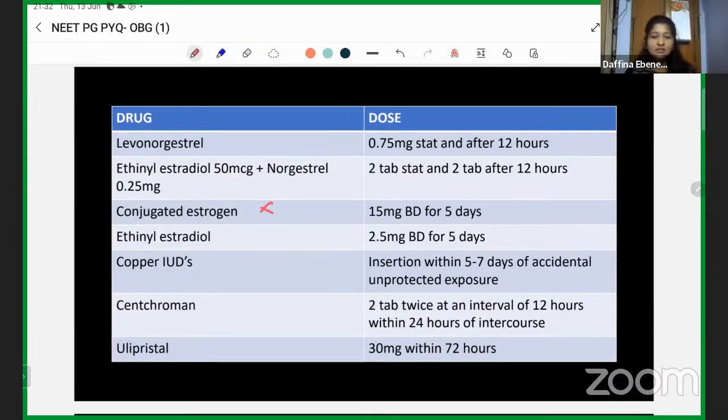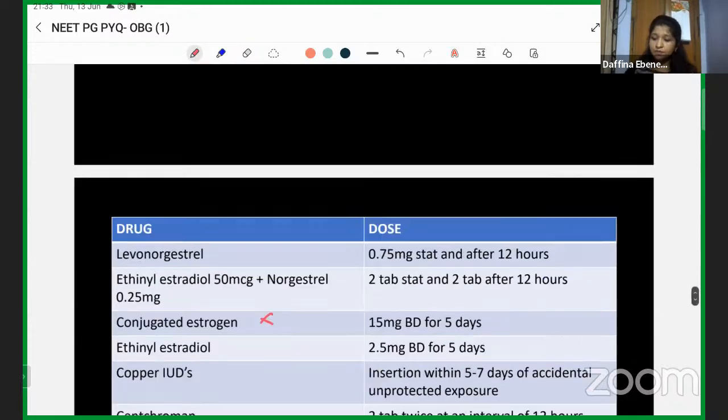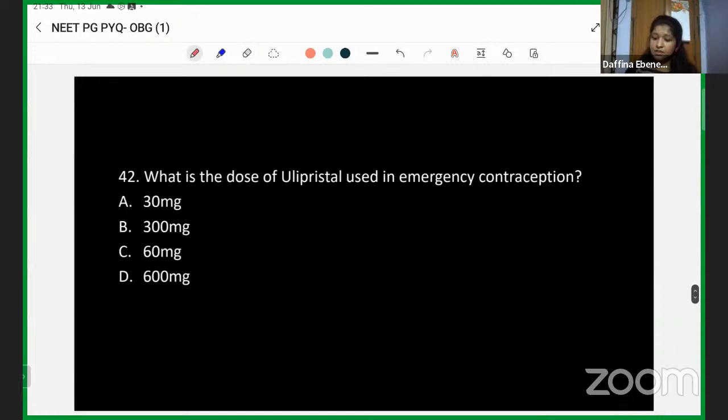Copper IUD is very rarely used for emergency contraception. Insertion within 5 to 7 days of accidental unprotected exposure. Centchroman 2 tablets twice at an interval of 12 hours within 24 hours of intercourse. This is again not available in our country. Ulipristal 30 mg within 72 hours. The dose that we give is 30 mg and it should be given within 72 hours of the accidental exposure. So the dose that is answered here is 30 mg.